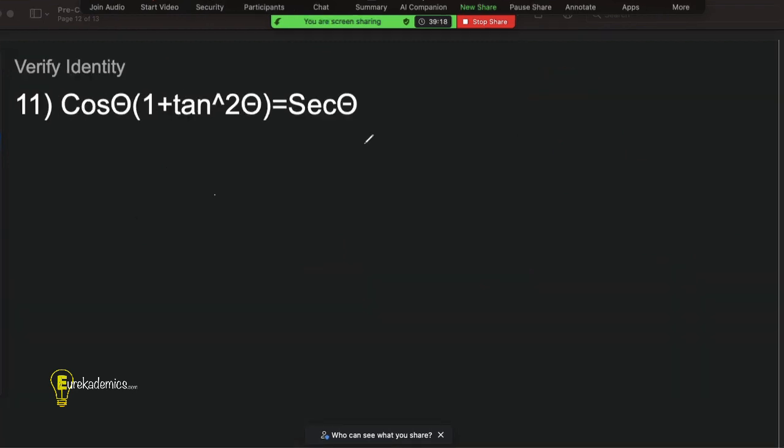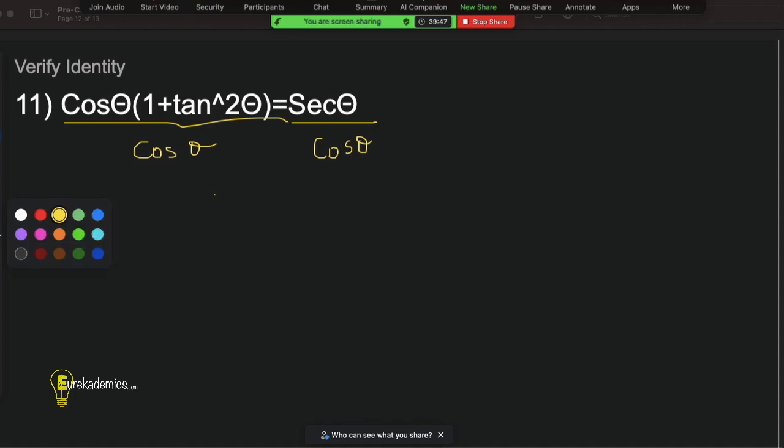All right, for verifying identities, I like to think strategically. Yes, I can probably distribute this in and maybe create a little bit of work, but because I see tangent over there and I see secant, I'm thinking, maybe what happens if I just divide everything by cosine? And what I want to say is there's no wrong way. As long as you're an algebra wizard, eventually you'll get there. But if you make one algebra mistake, I would say abandon, start over, and you might fix it with a different approach.